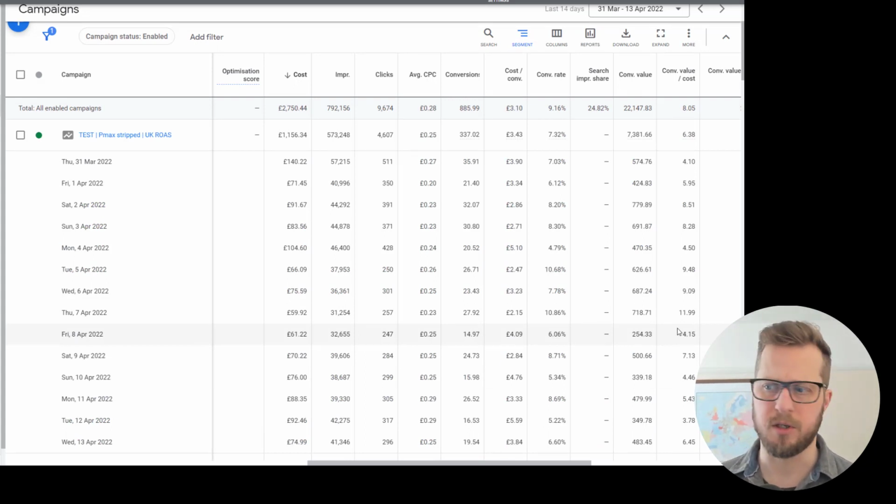Is it to lower the cost per conversion? Is it to increase ROAS? Or is it for spend? So is it for volume? You're trying to get more conversions through the account.